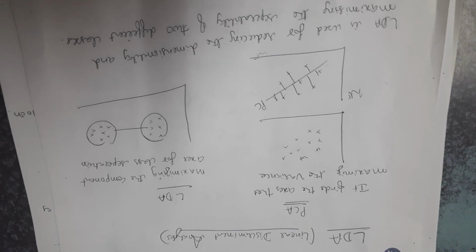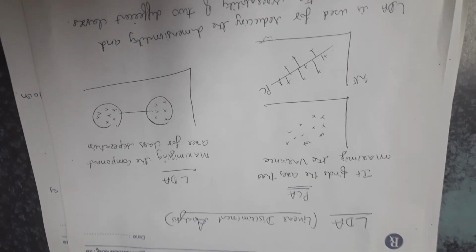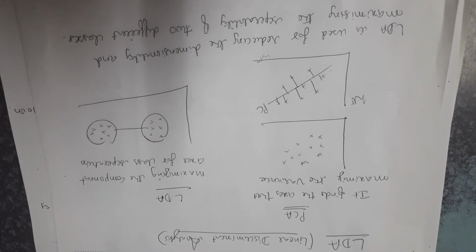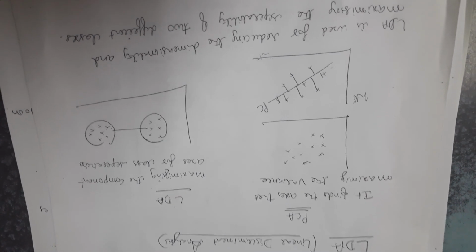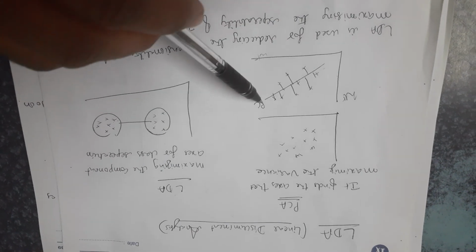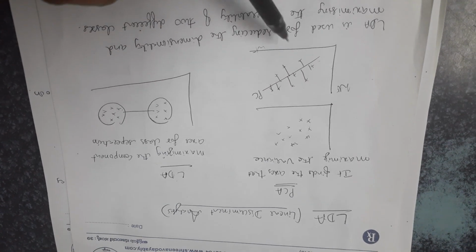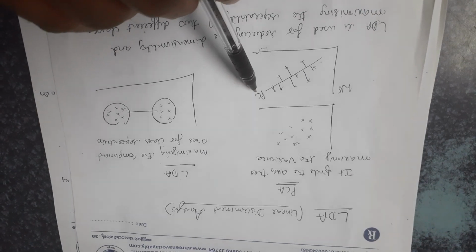Good morning, everyone. Today I will be discussing LDA, that is linear discriminant analysis. In the last class, we discussed PCA, principal component analysis. It is used to find an axis that maximizes the variance, that is, a principal component, a new axis. Instead of two variables, height and weight, we have found a new axis, the principal component.